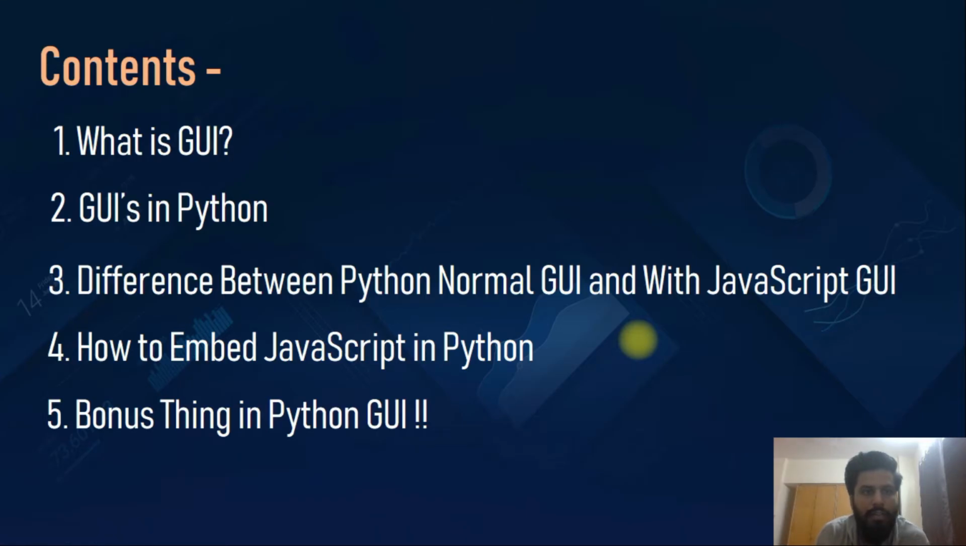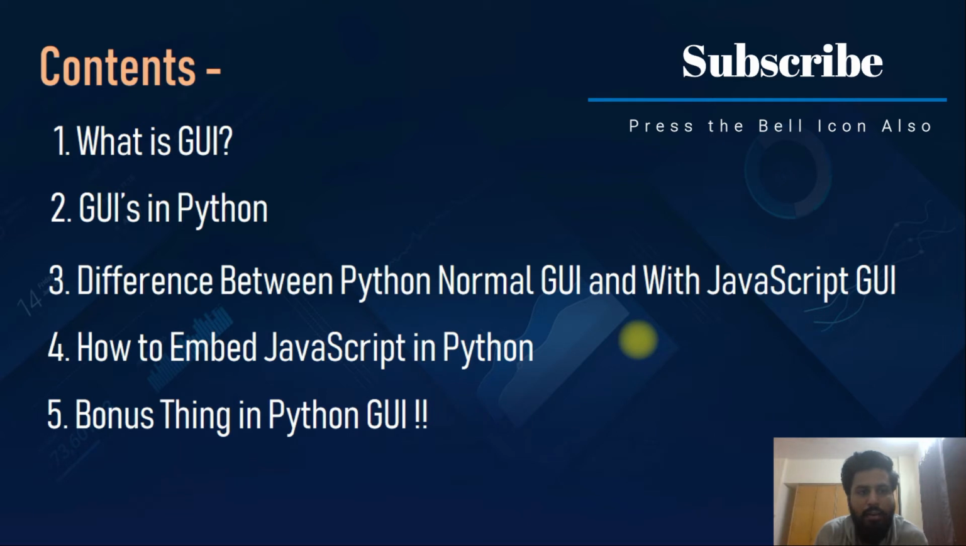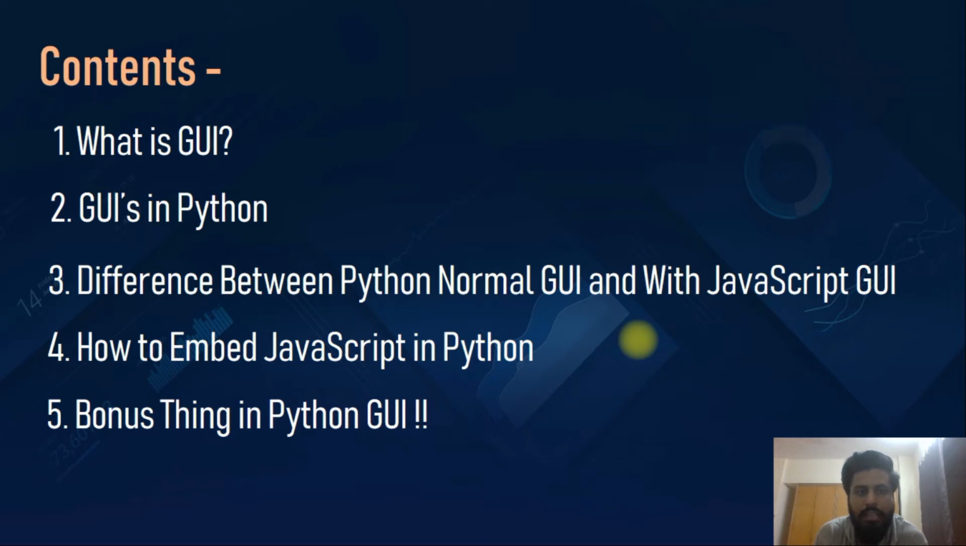As you know, there are contents. First I will tell you what GUI is, and second, the types of GUIs in Python, the libraries we use in Python like Tkinter, wxPython, etc. And the other point is the difference between Python normal GUI and the JavaScript GUI. As you know, Python normal GUI we can make with Tkinter or some other library, and I can compare it with the JavaScript GUI that we make in this session. The next point is how to embed JavaScript in Python. And the first point is a bonus thing, so please watch the whole video for that. You can get the bonus thing in the Python GUI video.